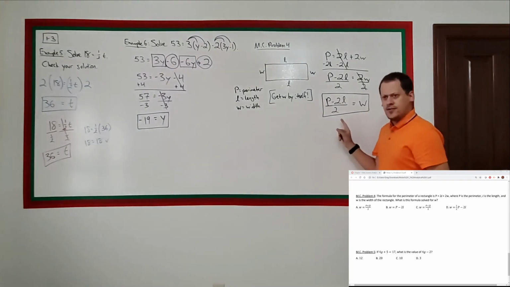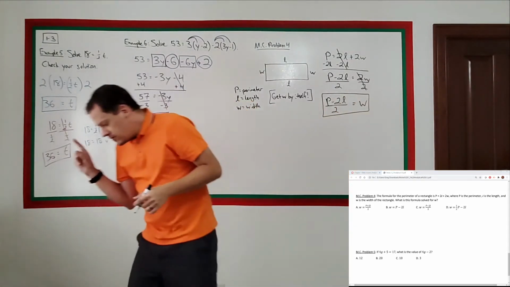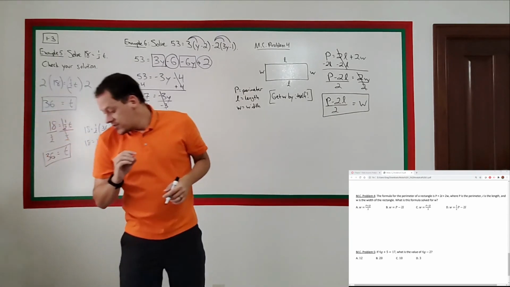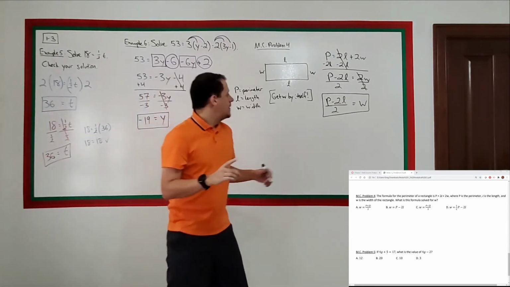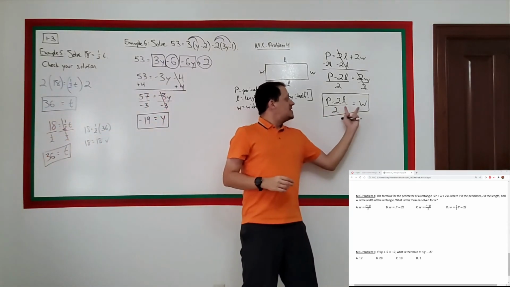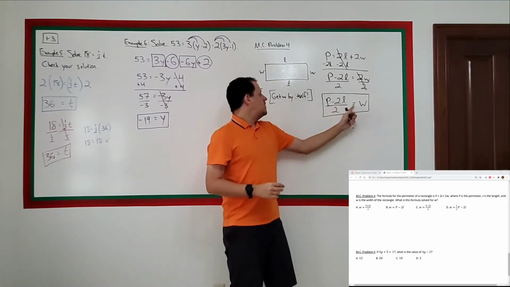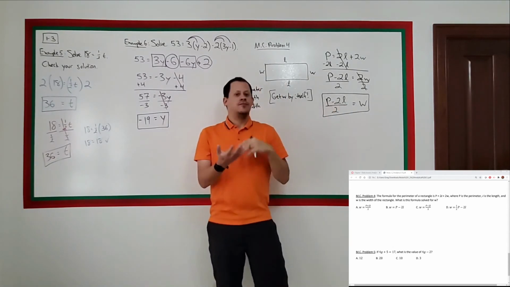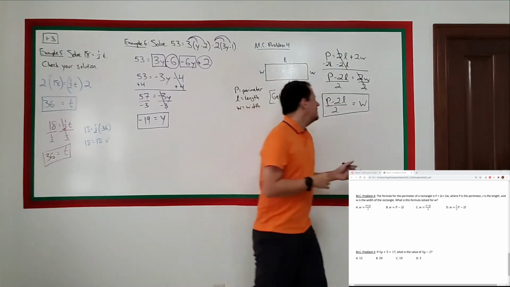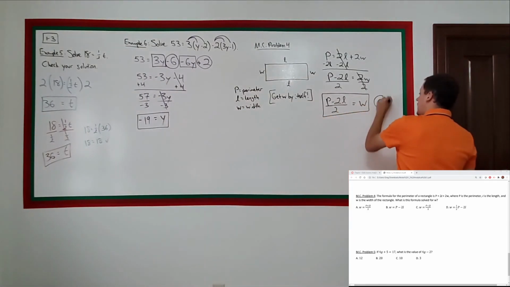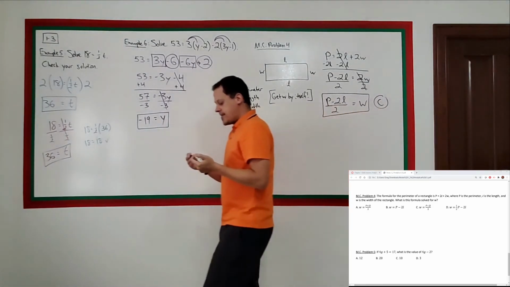Is this one of the answers on the sheet? Yes, it looks like letter C. Letter C actually has these two sides flipped. It has W equals P minus 2L over 2. That means the same thing. So this is letter C. And that's that one.